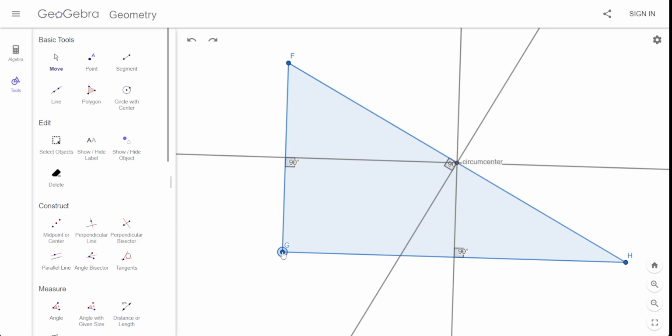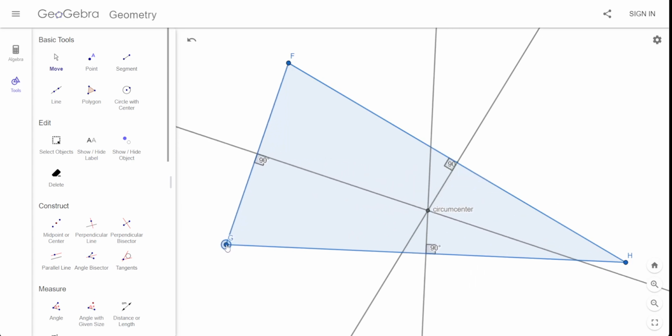It's a right triangle. That circumcenter lies right on the hypotenuse. Okay? So that's kind of interesting. But that's not the coolest part. Let's turn this back into an acute triangle, all right? The coolest part is this right here, and this is something you're going to have to remember.